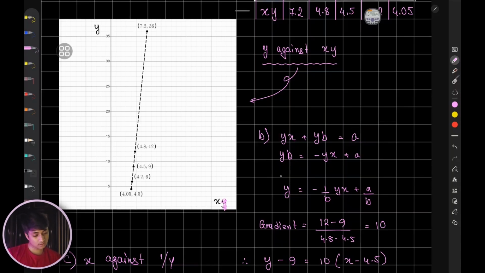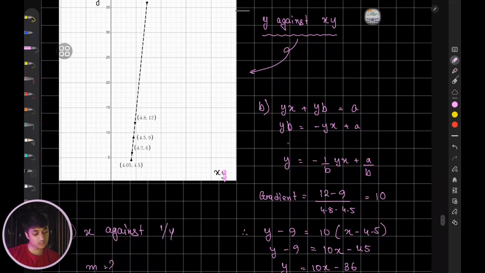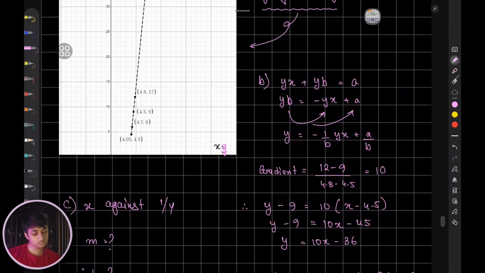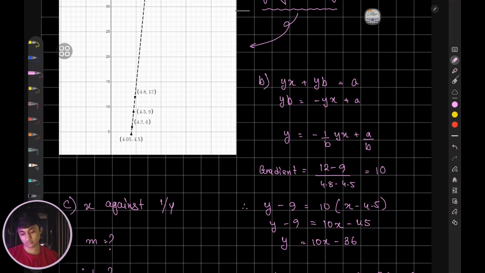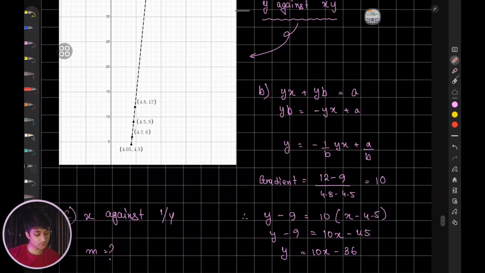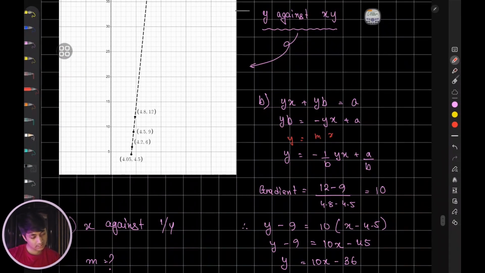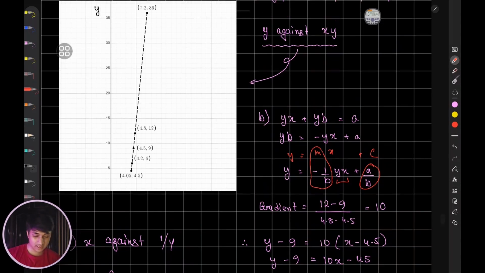So now to make y the sole subject, you're going to take b and divide on the right hand side. So ultimately it's going to be y is equals to minus 1 by b yx plus a by b. Now notice one thing. What are the similarities with y is equals to mx plus c? What is the c over here? A by b. What is the m over here? Minus 1 by b. So notice your x coordinates are actually yx. Your yx are the x coordinates.